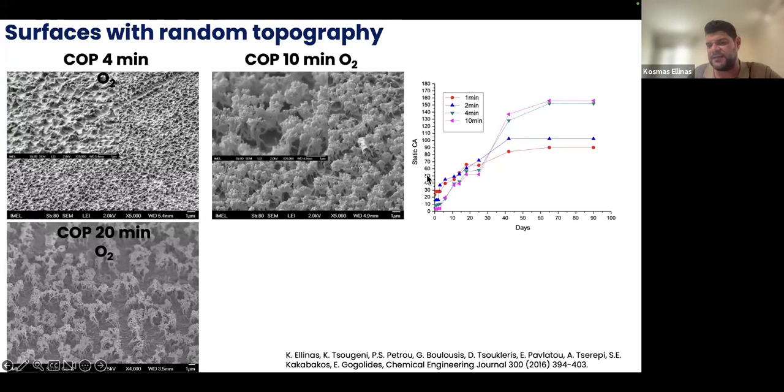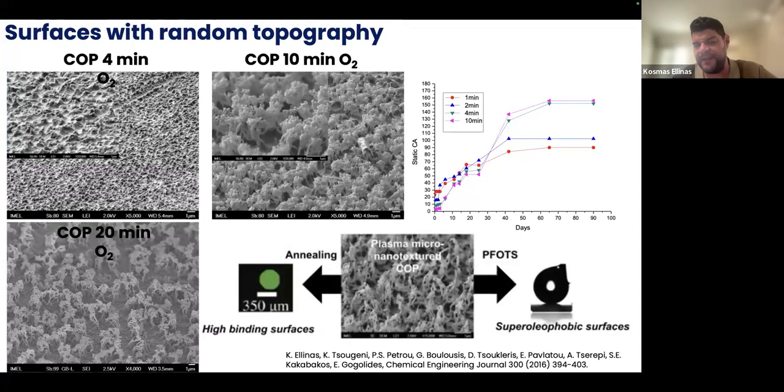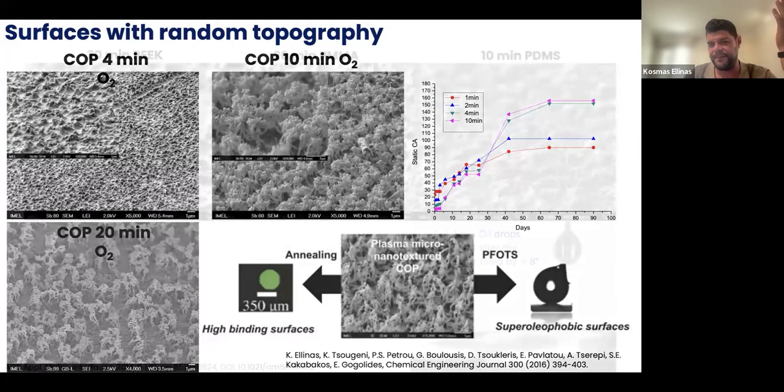And the nice thing about this is that although the plasma processing with oxygen gas initially makes the surface hydrophilic, after some time super hydrophobicity is restored, and then I can create a superhydrophobic surface without adding any top layer. So depending on the application, I can choose to have these topographies either hydrophilic, if I want to bind something, like here, in which we have a high binding surface for proteins, or I can add an extra layer and have a super oleophobic surface.